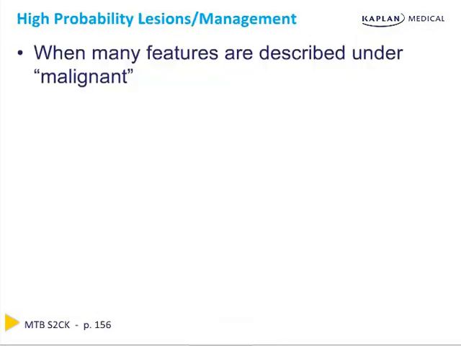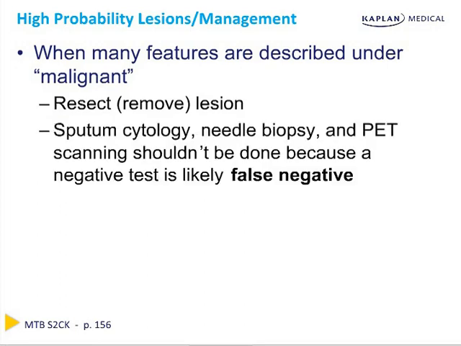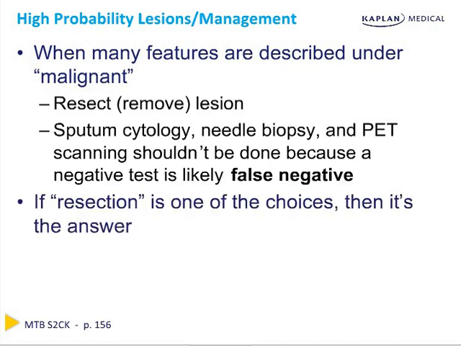When many of the features of a solitary pulmonary nodule are described under the malignant category, as listed on a previous slide, then you have to resect and remove the lesion. Sputum cytology, needle biopsy, and PET scanning should not be done first because a negative test is likely a false negative in that situation. So remember, if resection is one of the choices and the lesion has many features of being malignant, then that is the correct answer.